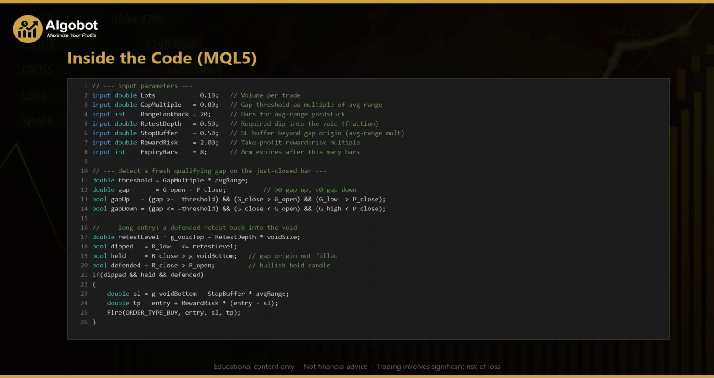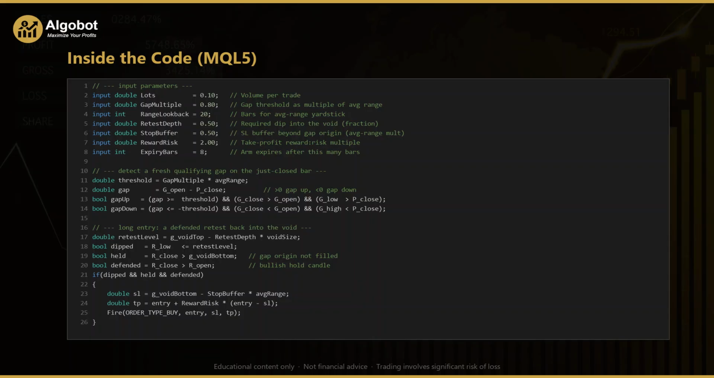GapMultiple is the heart of the filter. It sets how large a gap must be relative to the average bar range, so a higher value demands bigger, rarer gaps, while a lower value lets smaller gaps qualify. Range lookback controls how many bars feed the average range yardstick. RetestDepth decides how deeply price must pull back into the void before a retest counts.